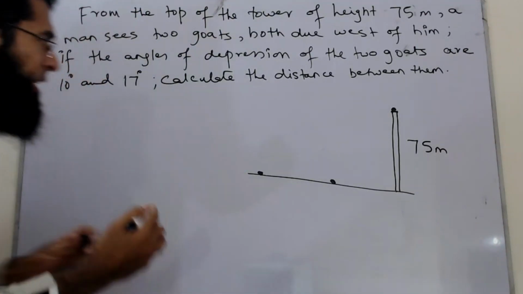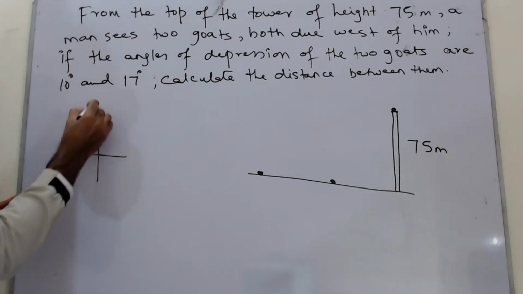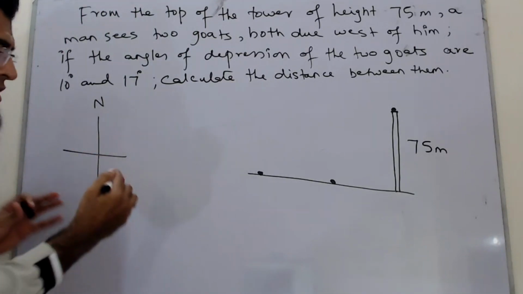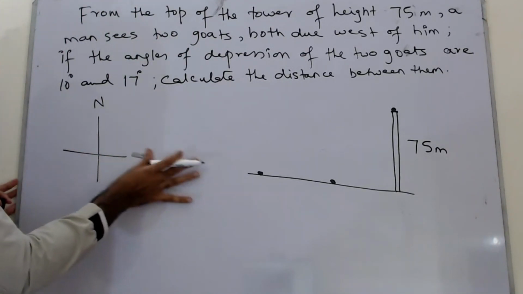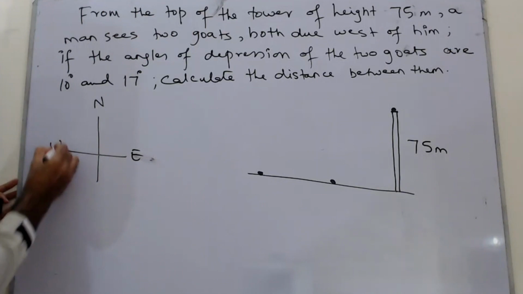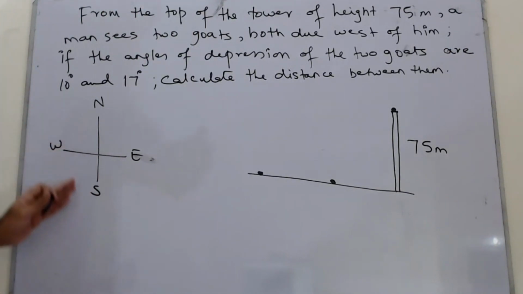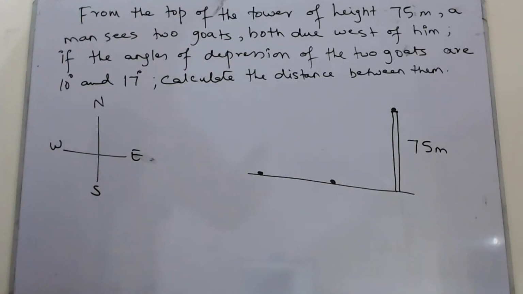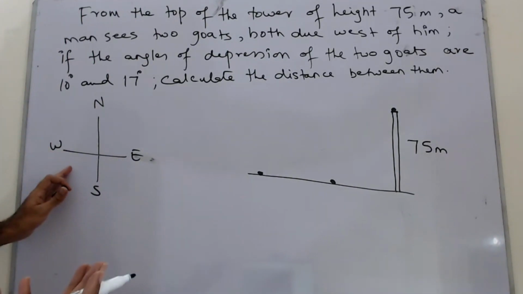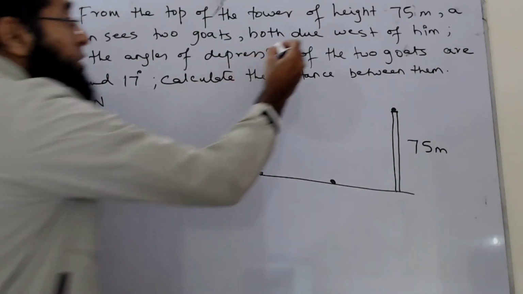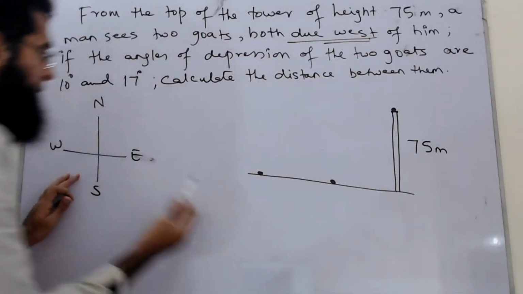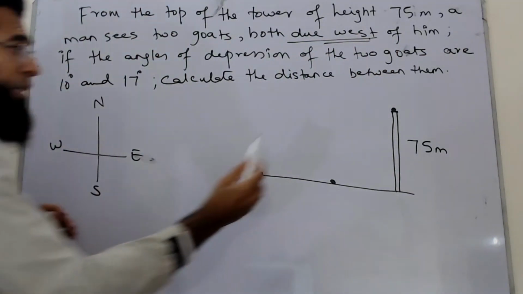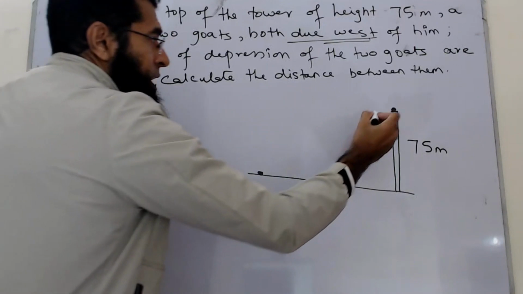So we know this. Okay, what are the directions? Four directions: north, east, west, and south, right? North and south are opposite to each other. East and west are opposite to each other, right? So it's very simple. It says both due west of him. So west would be on the left. So both are due west of him, right?